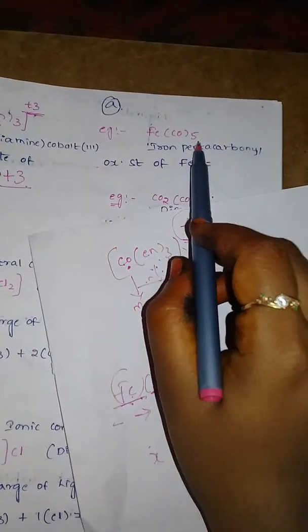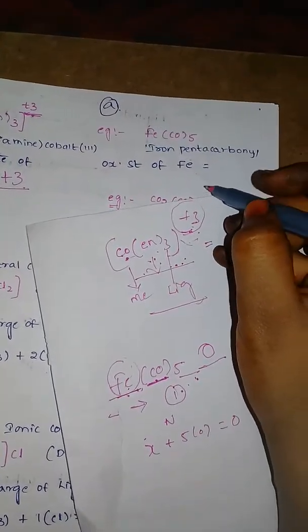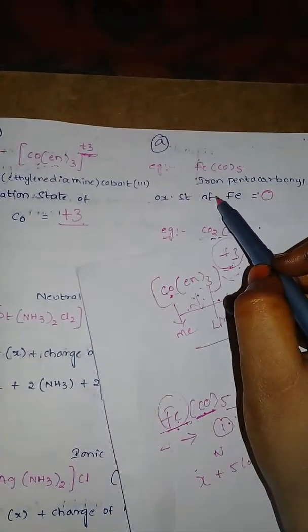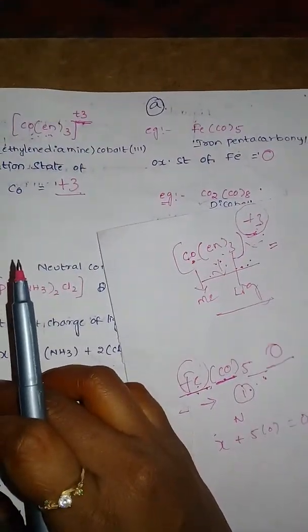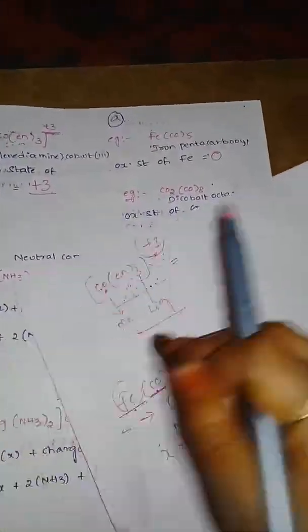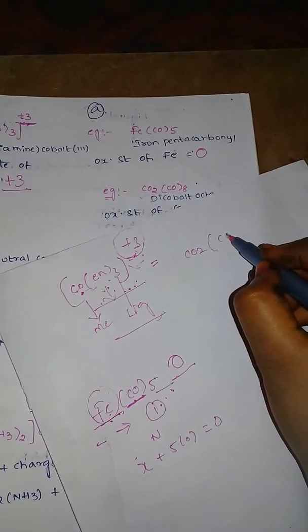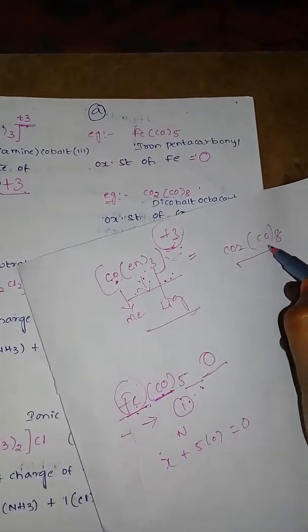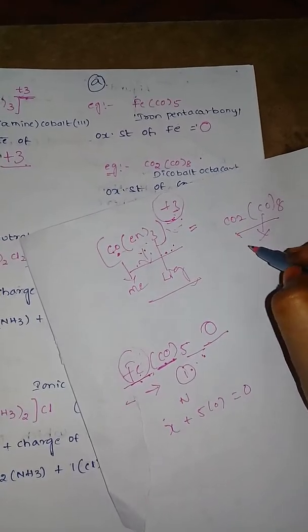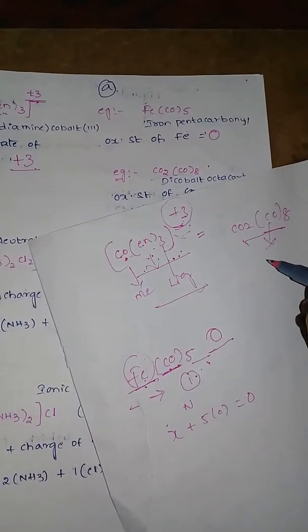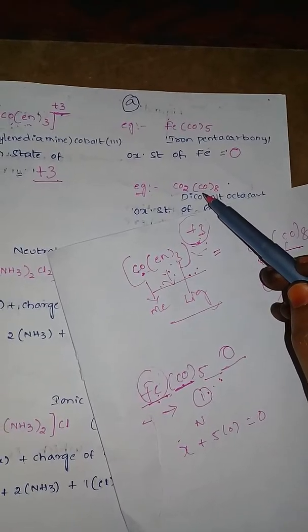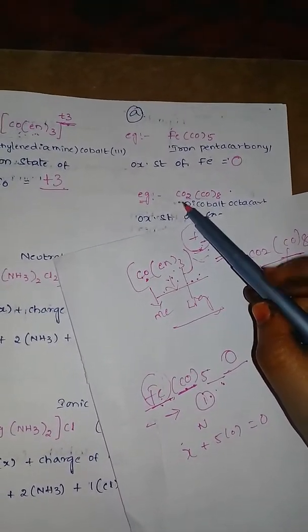See, iron pentacarbonyl: if the complex contains metal carbonyls, the oxidation state of the central metal atom is 0. The previous example was solved using the second trick, and this example was solved using the first trick, which we already discussed in the previous video. And the next example is Co2(CO)8, dicobalt octacarbonyl. See, this is also a carbonyl. In metal carbonyls, the oxidation state of the central metal atom is always 0.